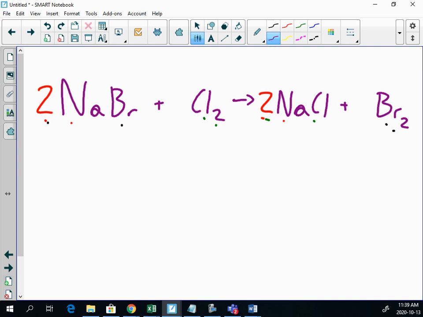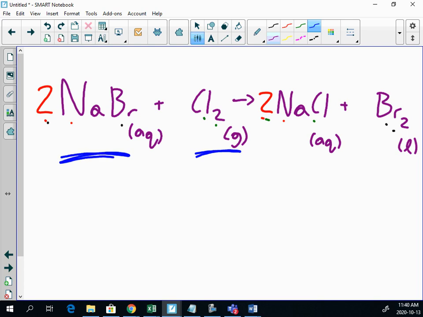One final thing that we might want to do is say that my NaBr that was dissolved in water is AQ, aqueous. My Cl2 was a gas. My NaCl stayed dissolved in the water, AQ, and my Br2 became a liquid. Reading out the description one more time, it says that chlorine gas is bubbled through a solution of sodium bromide. An orange liquid, molecular bromine, forms and sinks to the bottom of the container. Table salt forms but remains dissolved in the water. So sure enough, that matches the description of the reaction. That is our balanced chemical equation.